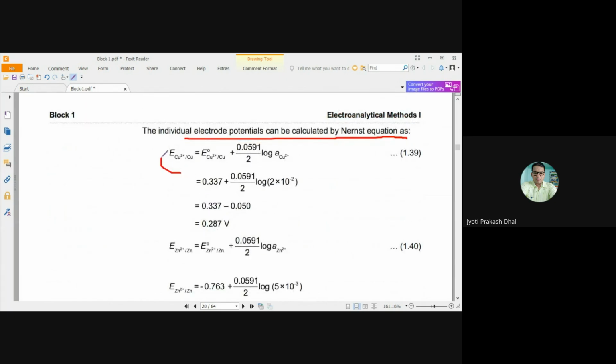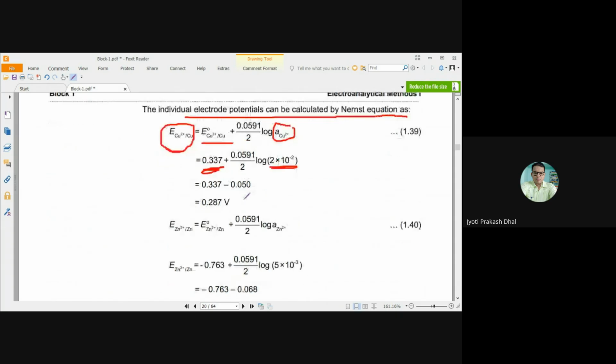So first we will calculate the electrode potential of the copper half cell. E of Cu2+/Cu equals E naught plus 0.0591 divided by 2, because 2 electrons are transferred, times log concentration of Cu2+. So that is 0.337, the standard reduction potential of the copper half cell given in the question, plus 0.0591 by 2 log of the concentration of Cu2+ given in the question. By solving this, we can write the electrode potential of the copper half cell is 0.287 volt.